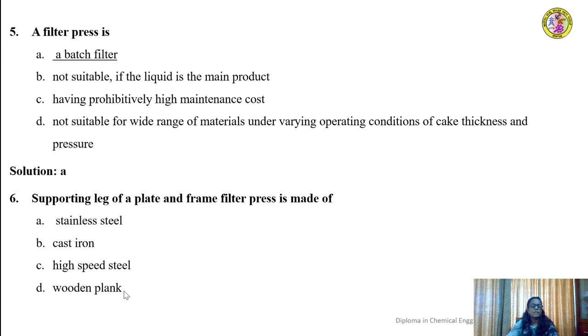So you cannot use a wooden plank because the plates and frames are heavy. So wooden plank cannot give you supporting leg with a strong construction. Again, stainless steel and high speed steel need not be used, as then the entire construction will become very costly. So with the cast iron, we can have a strong construction at the same time at a minimum cost.